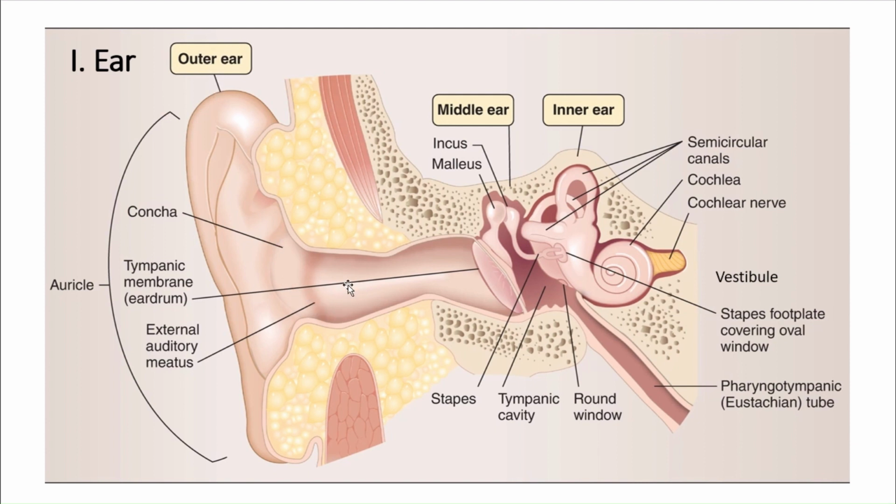The concha is connected to the external auditory meatus, which is a large opening, and from here to here is the external auditory canal. So this is the meatus, this area, and the canal is the whole from here to here. The external auditory canal is separated from the middle ear by this structure, and this is called the tympanic membrane.